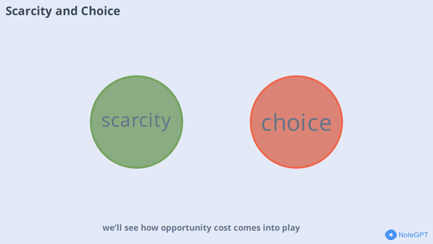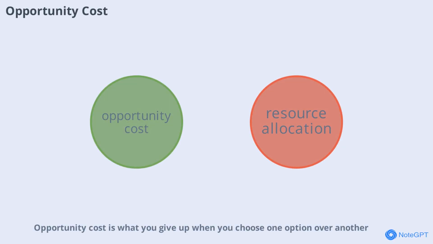Next, we'll see how opportunity cost comes into play. Opportunity cost is what you give up when you choose one option over another. In the context of production, using resources for one purpose means they can't be used elsewhere. For instance, if a factory uses its capital to make cars, it can't use the same machines to produce bicycles at the same time. Understanding opportunity cost helps businesses and governments make better decisions about resource allocation.